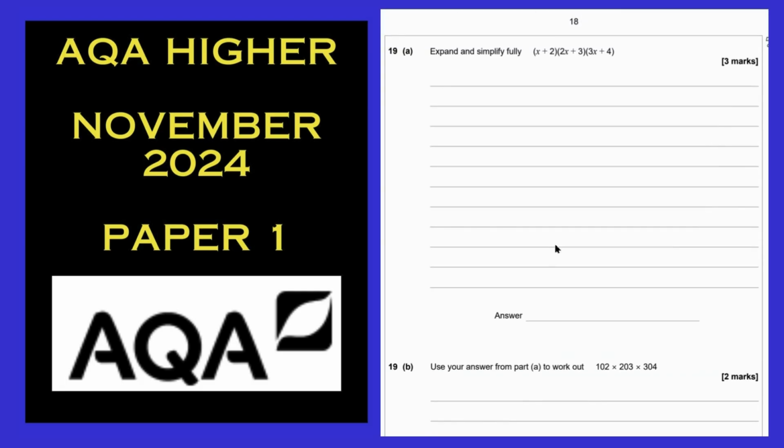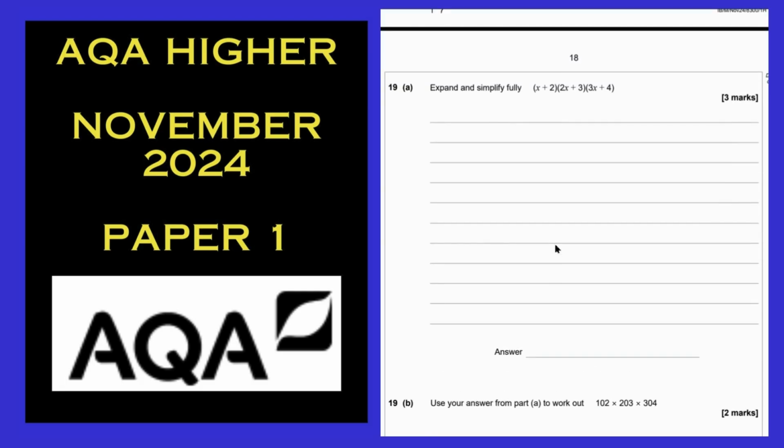Number 19, we are expanding a cubic. You are free to pick any 2 brackets and expand them first. I just go with the first 2. x times 2x, 2 times 3. You'll notice I don't do it in quite the correct order because I like to speed things up. Now I do the x terms mentally. 2 times 2x is 4x. That's 3x. 4x and 3x gives me 7x.